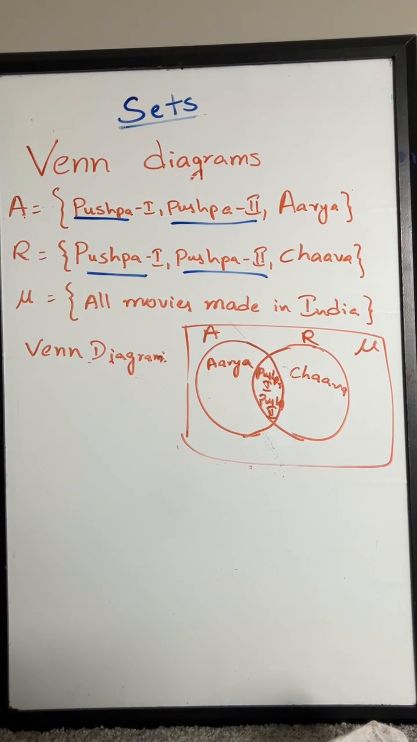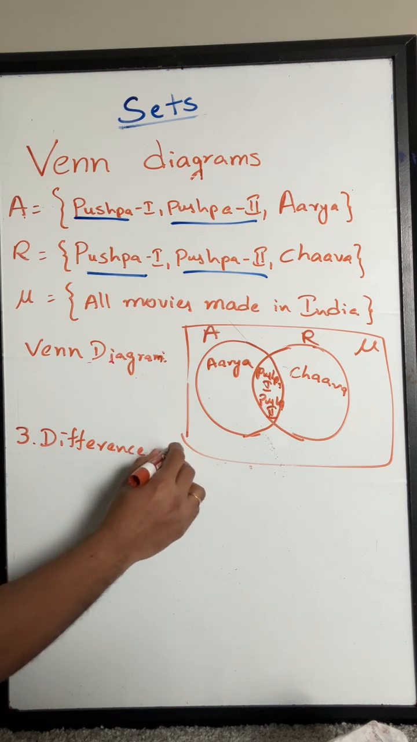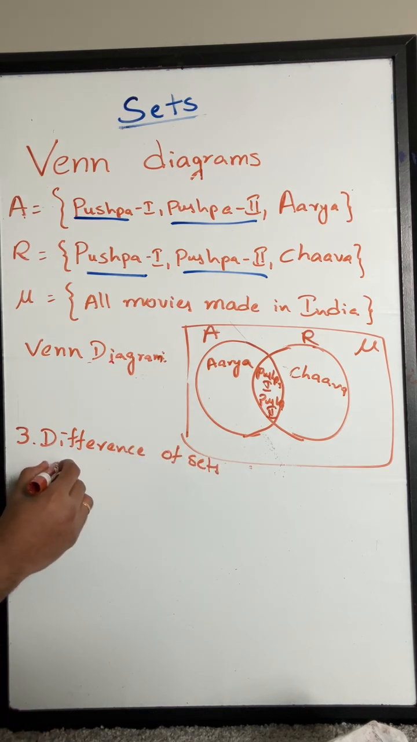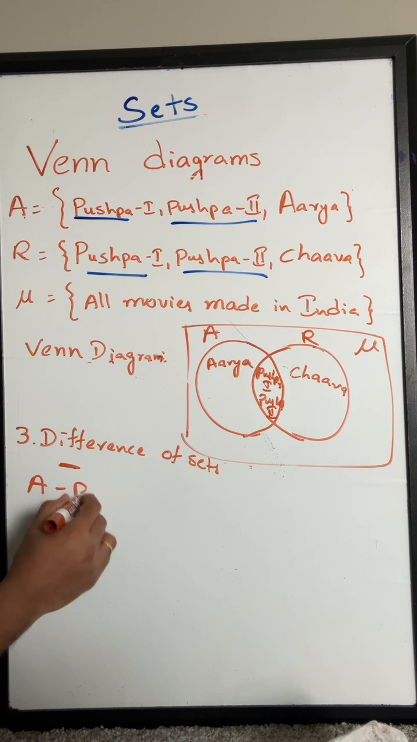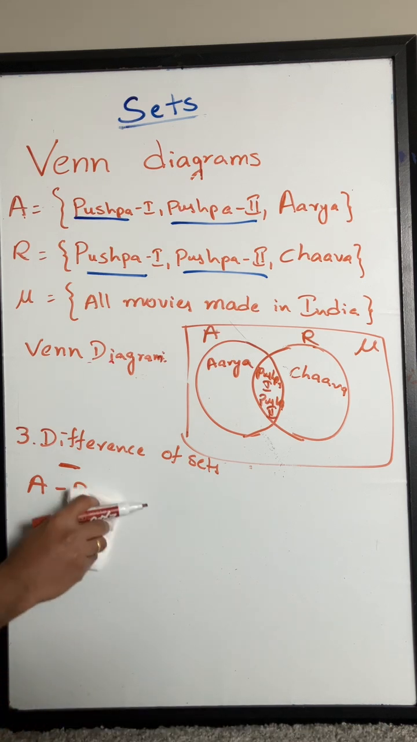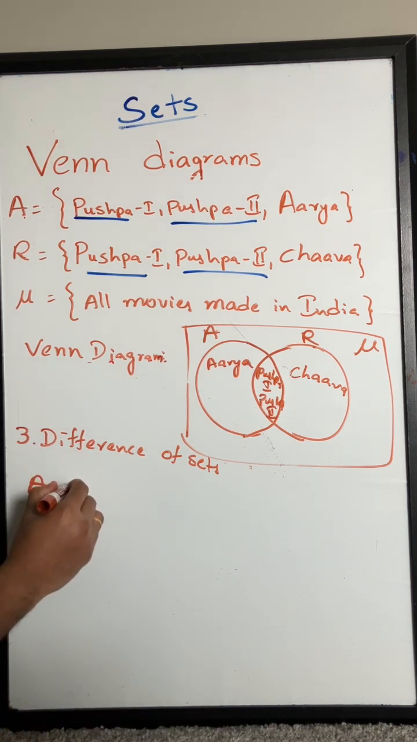The third concept that we are going to learn is the difference of sets. Difference of sets. So with difference, we generally go by subtraction, like minus. Here, for the difference of sets, we can write A minus B, or in this case we are taking two sets A and R, so we can go with A minus R. The symbol is the subtraction symbol.